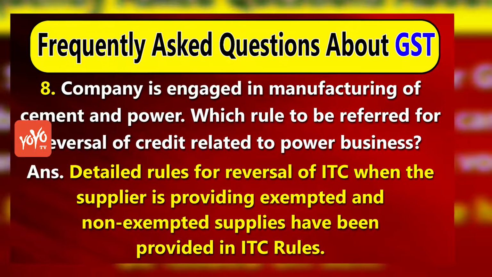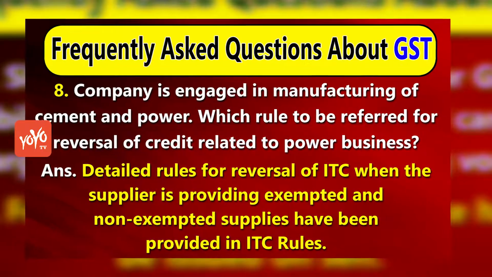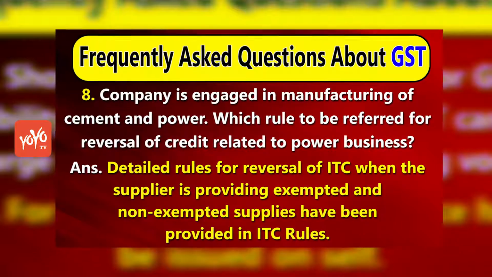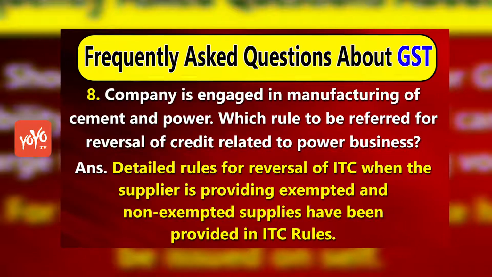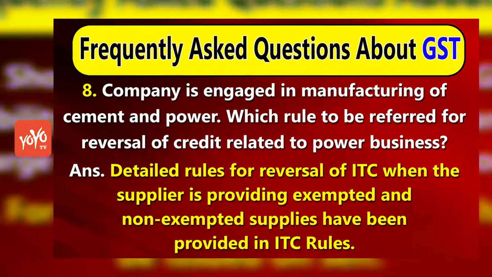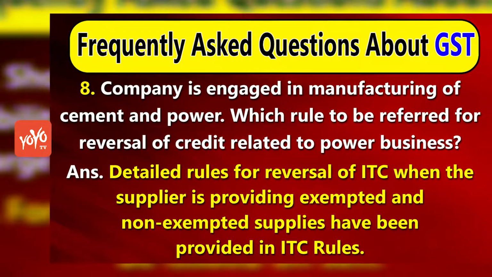Question. For companies engaged in manufacturing of cement and power, which rule is to be referred for reversal of credit related to the power business? Answer. Detailed rules for reversal of ITC, when the supplier is providing exempted and non-exempted supplies, have been provided in the ITC rules.